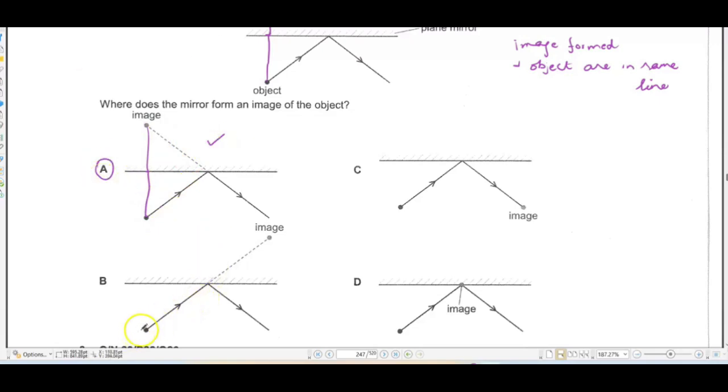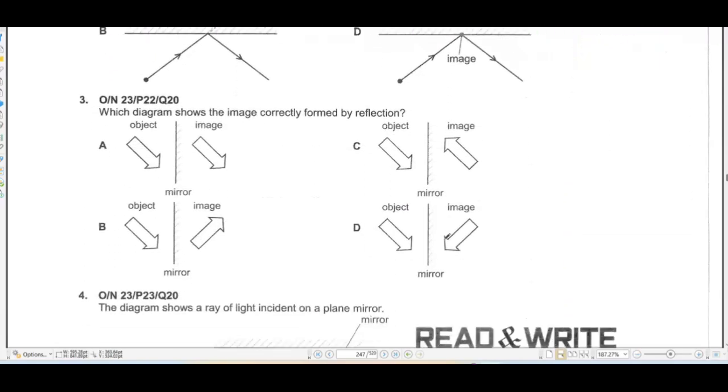This is not the correct answer because the object is here, the image should be here, not here. The image is not formed by the reflected ray like this. It's a virtual image, so it has to be formed like this. The reflected ray has to be traced back like this. And this is also wrong. The image is formed behind the mirror somewhere because it's a virtual image. So A is the correct answer over here.